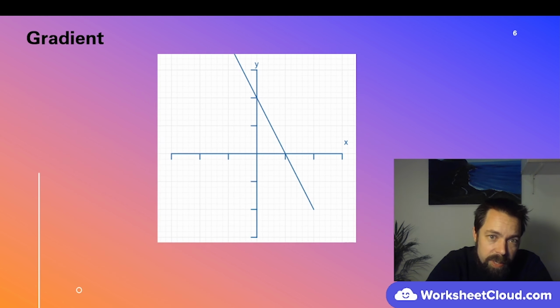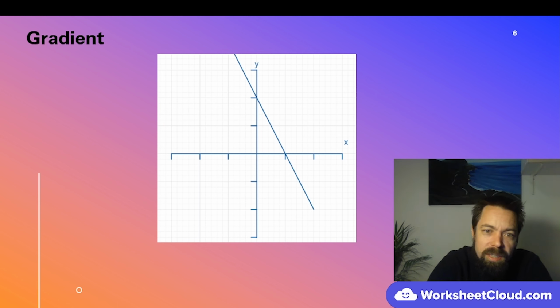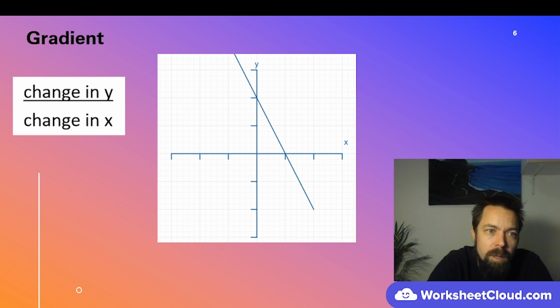Okay, what about if we've got a graph like this? I haven't put the arrows on the end, which I should have, but here we go. Let's see. Again, the gradient is equal to the change in y over the change in x.